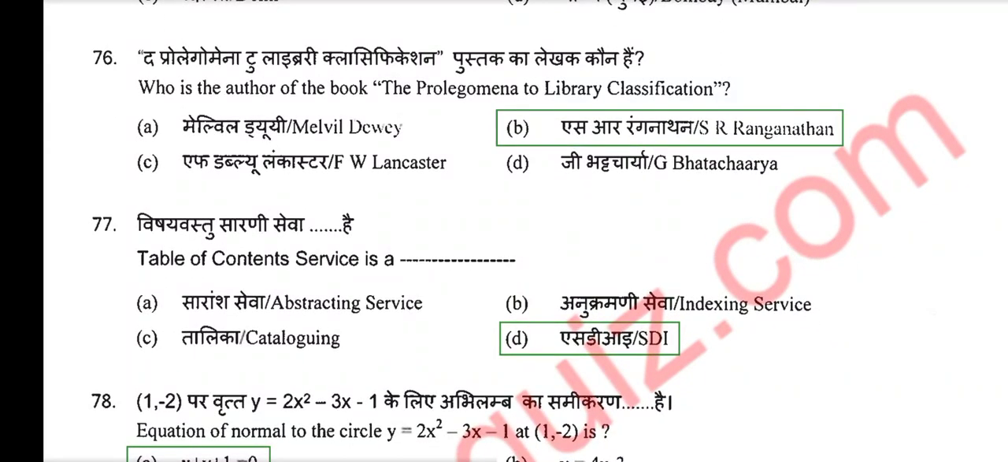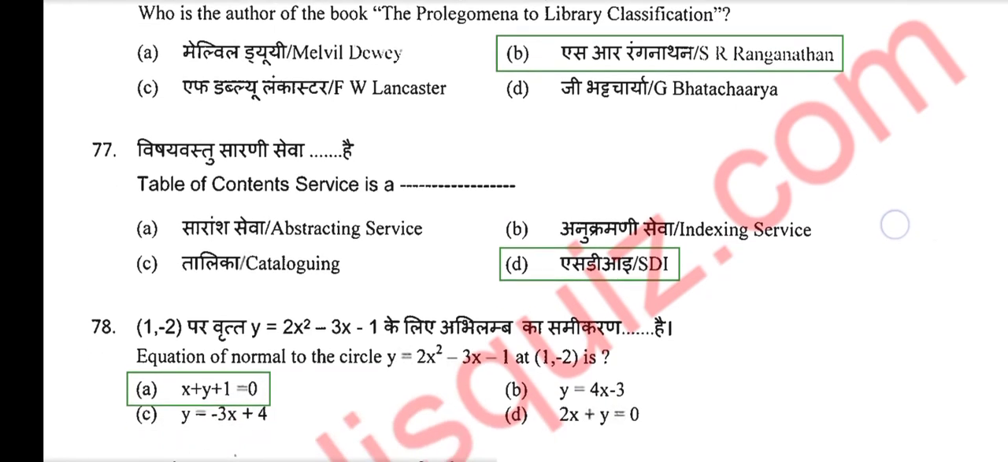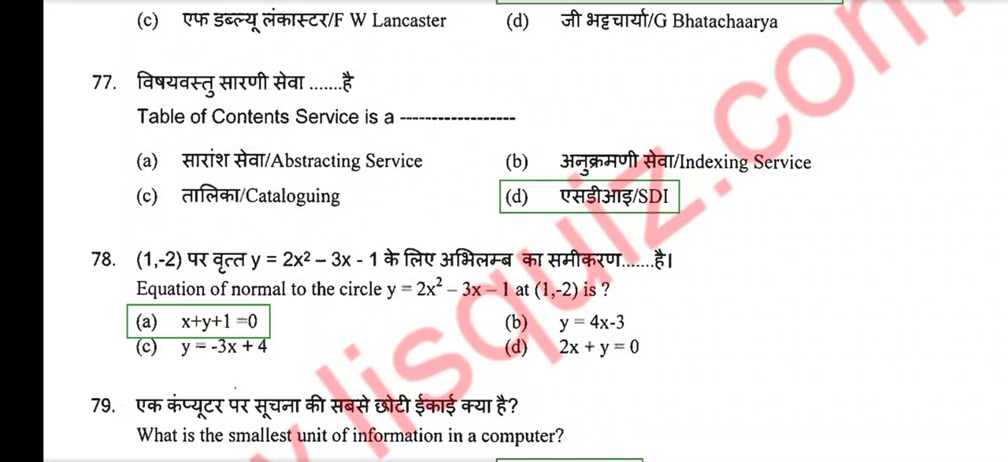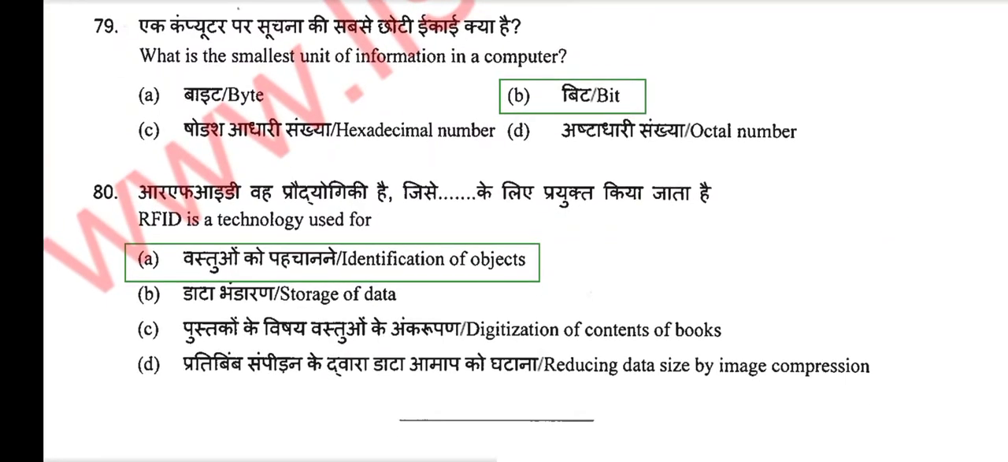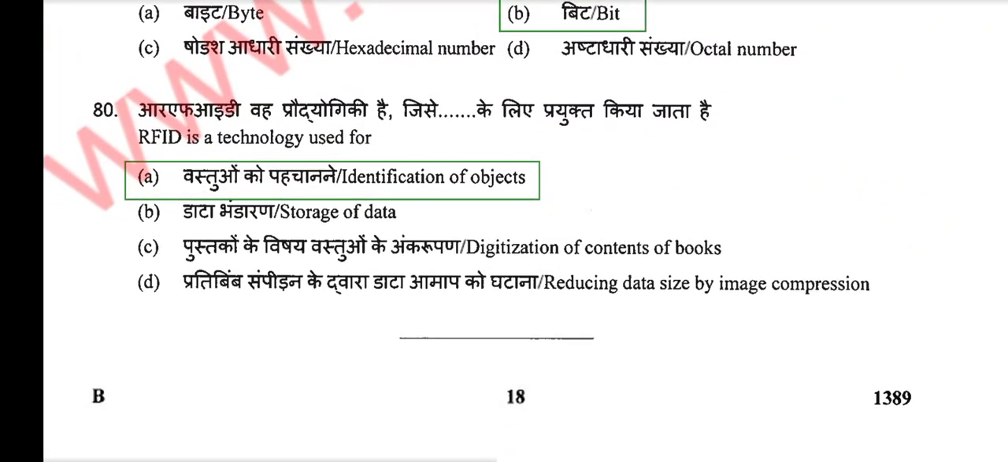Next question is 76, and it says who is the author of the book Prolegomena to Library Classification, and the correct option is B, S.R. Ranganathan. Very well. The next question is 77, table of contents service is, correct option is D, that is SDI, table of contents services. Let's skip question 78. Question number 79 says what is the smallest unit of information in a computer? Correct is bit. RFID is a technology used for identification of subjects. Option number A.